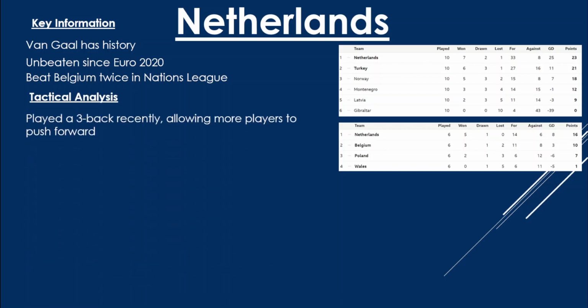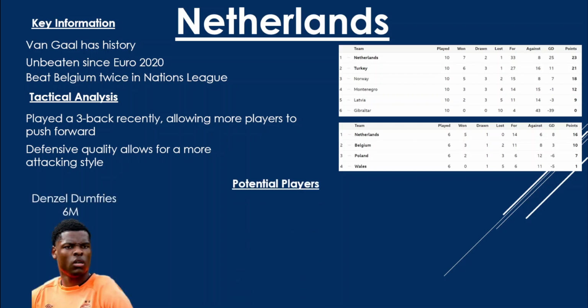They've been playing a three-back recently, allowing more players to push forward, and they're going to be some of our players that we're going to look at in a second. And the defensive quality allows for a more attacking style. So you've got players like Van Dijk, De Ligt, and De Vrij in centre back for the Netherlands. They are very good individual players and a very solid unit. And that does allow players like Denzel Dumfries to attack forward.